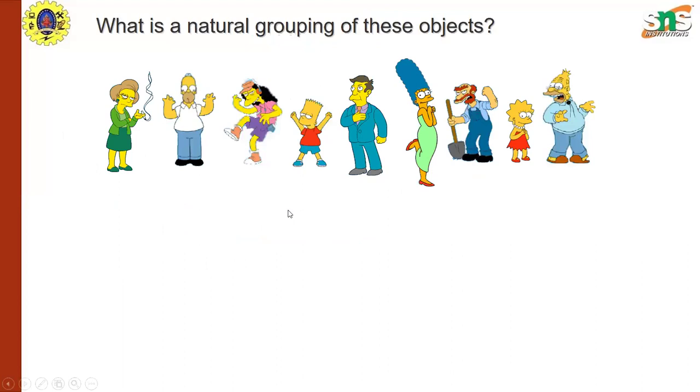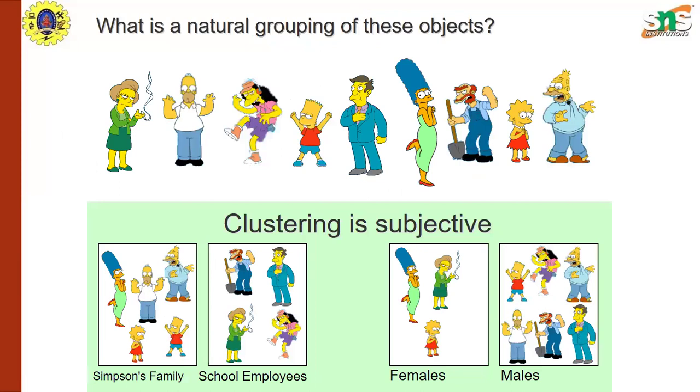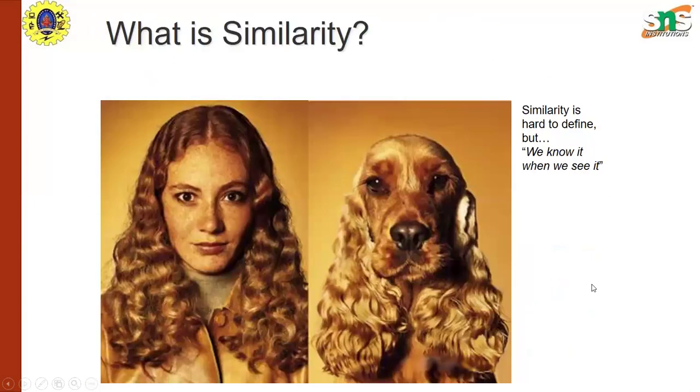You can consider this example, the natural grouping of these objects. There is a variety of images given. How is this going to be grouped? Clustering is basically subjective. Here, the Simpsons family is grouped separately, and school employees are also grouped separately. Then females and males. Like this, we have to group it.